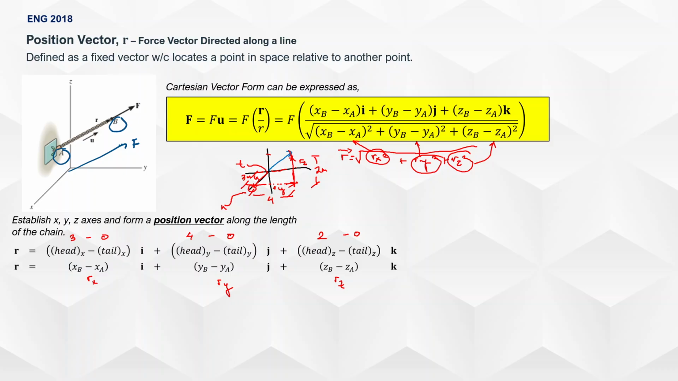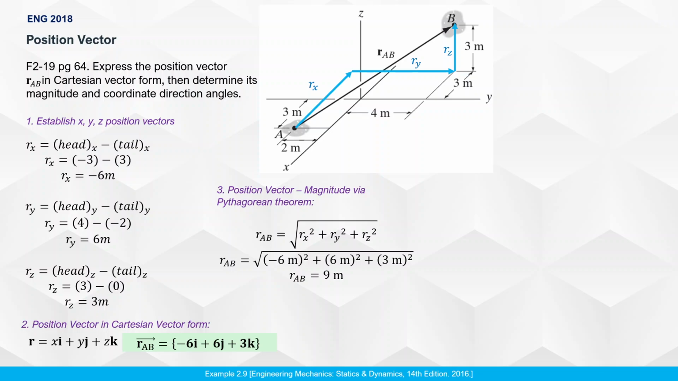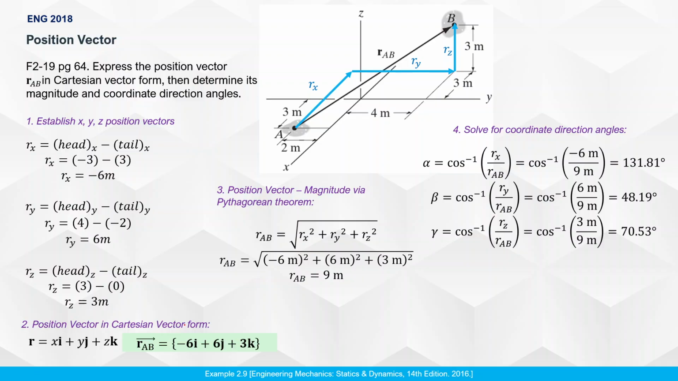So, nasaan na tayo? So, back to our problem. Okay, so nakuha na natin yung magnitude via Pythagorean theorem and yung resulting number nito is yung 9 meters. From there, we can solve for coordinate direction angles. And this is just a matter of formula na lang, kasi we know na cosine alpha is simply Rx over RAB. So we simply get lang yung inverse ng mga yan, respectively sa alpha, beta, and gamma, and we will get the following angles. Okay?